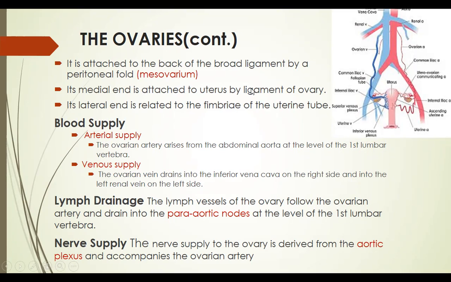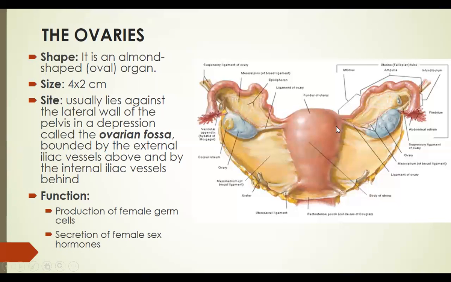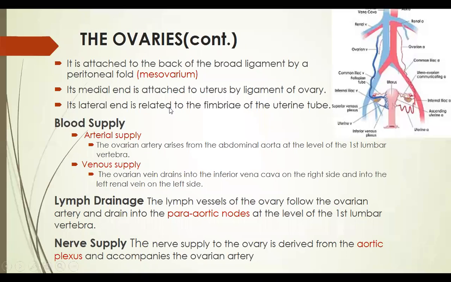So the medial end is attached to the uterus by the ligament of the ovary. Here this is the uterus, attached by the ligament of the ovary. Medially, the ovaries are connected to the uterus by a ligament called the ligament of the ovary. And the lateral end is related to the fimbria of the uterine tubes.